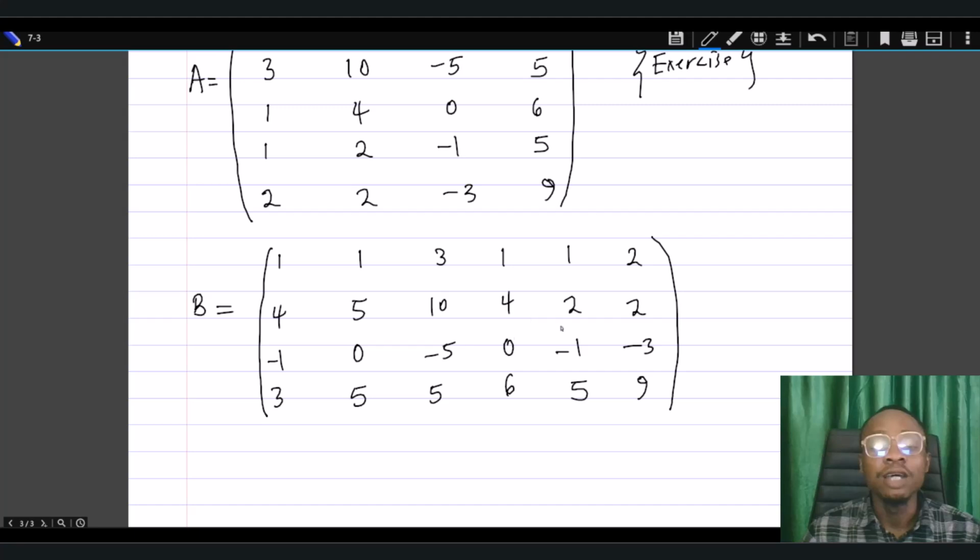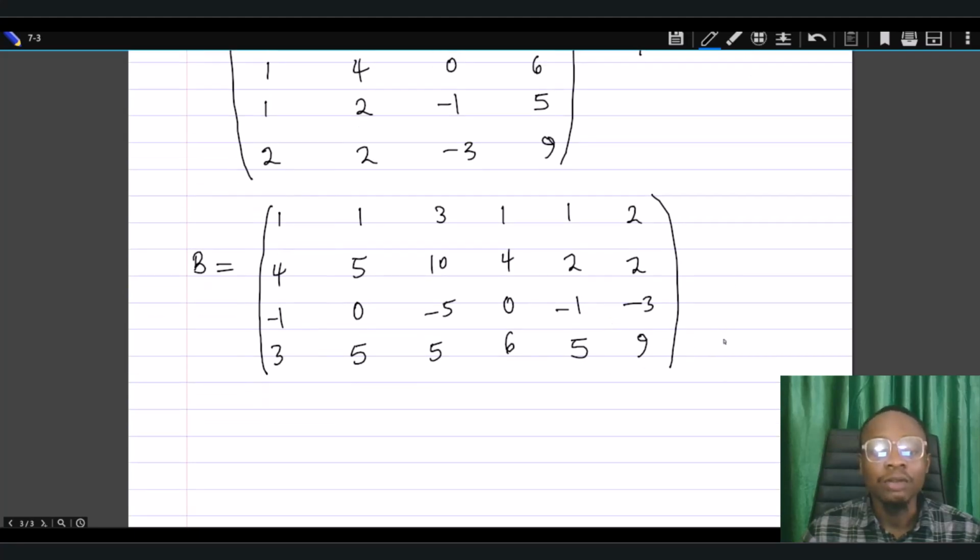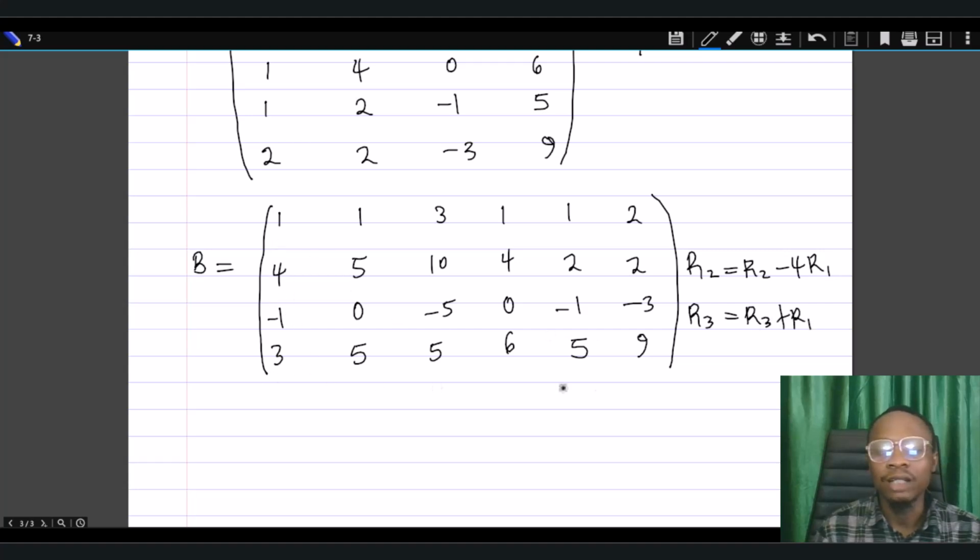So with these, we now carry out elementary row operations on this column, reduce it. How do we do that? We have 1 here. We're going to use that to reduce all of these to 0. For the second row, R2 equals R2 minus 4 R1. That ensures that this goes to 0. Then R3 equals R3 plus R1, and for the last one, R4 equals R4 minus 3 R1, which ensures that this goes to 0. And by the time we deal with that, what do we have? The first row, nothing is happening there, so we have 1, 1, 3, 1, 1, and 2.